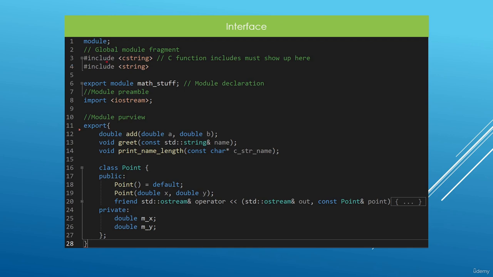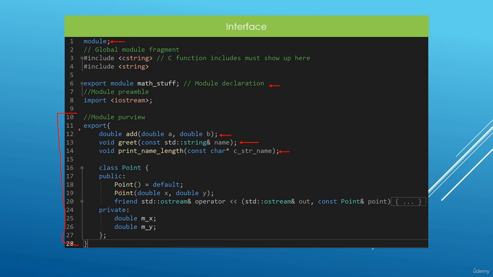Here we have a module file doing what we have been doing all along. We have our module declaration down here, and we have our module purview. But in the purview, if you look carefully, you will see that we just have declarations. We don't have implementations. We have the add function declared, the greet function, the print name length function, but the implementations are nowhere to be seen in this export block.